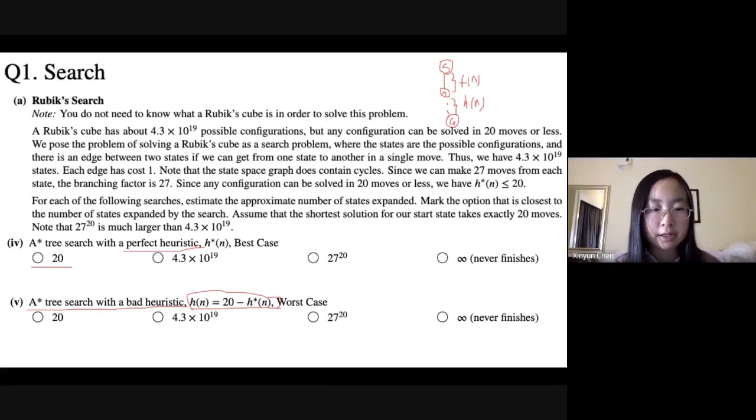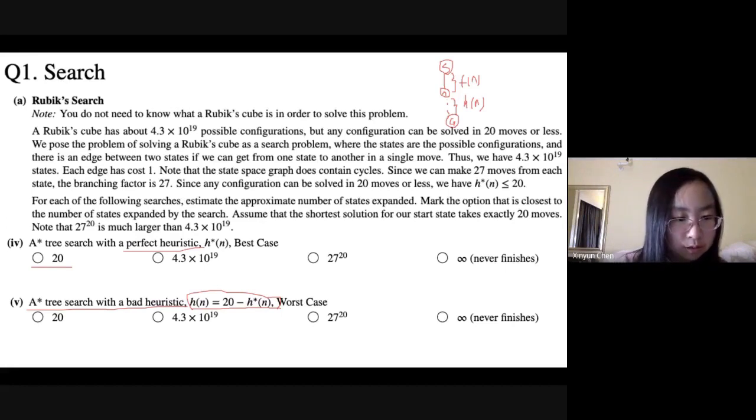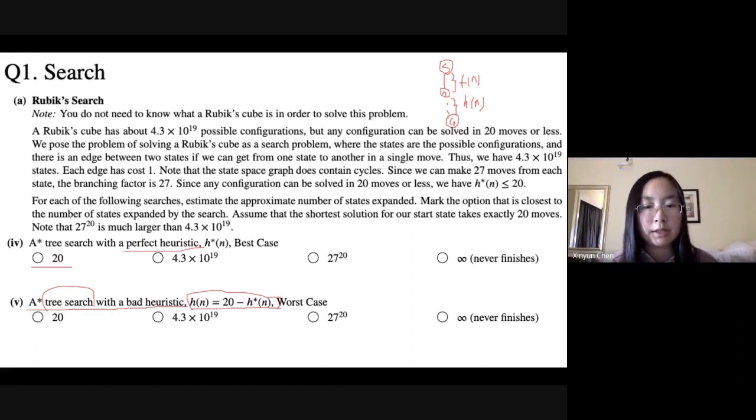worst nodes are expanded. Also notice that here we are doing a tree search. Then basically it means that in the worst case we will expand 27 to the power of 20 nodes, because we know that the branching factor is 27, and there are 20 moves to go from the start to the goal node.